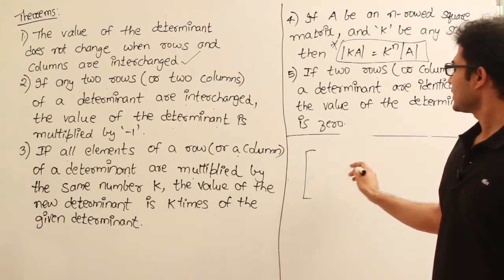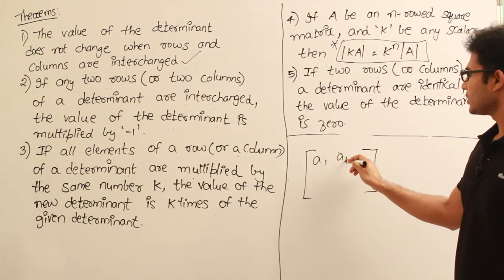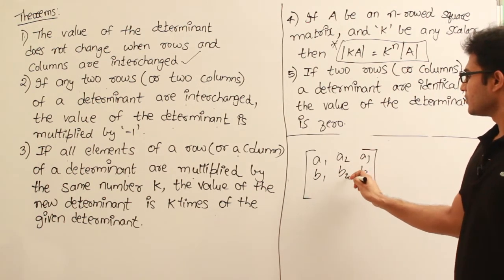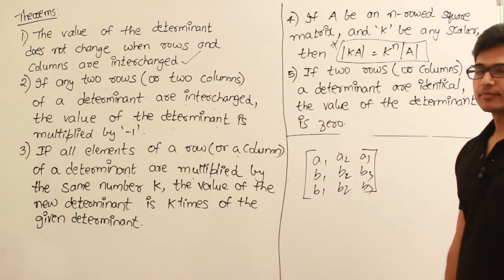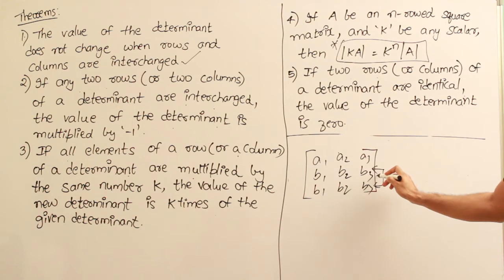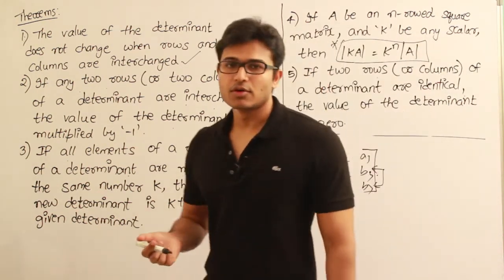So they are saying this: if you have A1, A2, A3 here, and then B1, B2, B3, and again B1, B2, B3, then whenever two rows or two columns have the same identical values, the determinant is going to be 0.